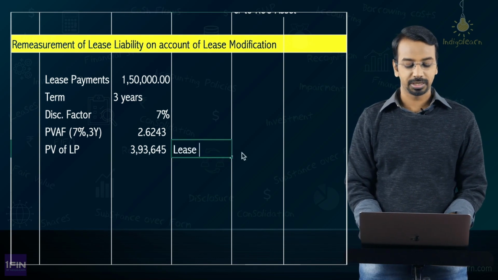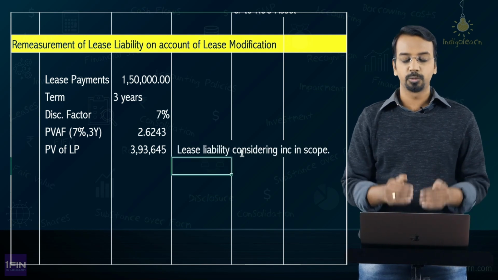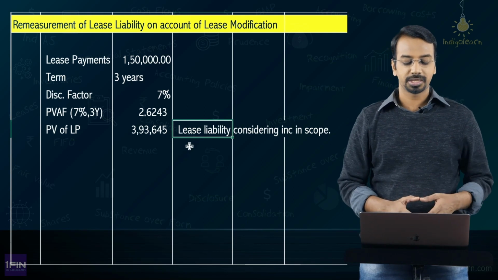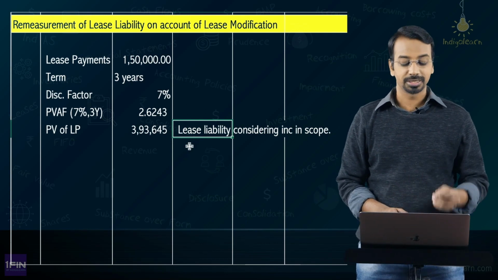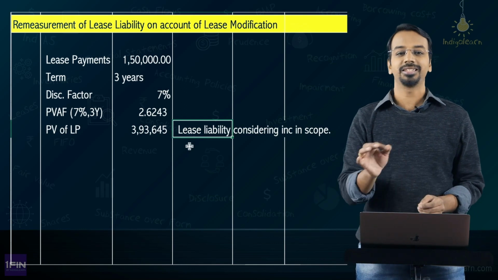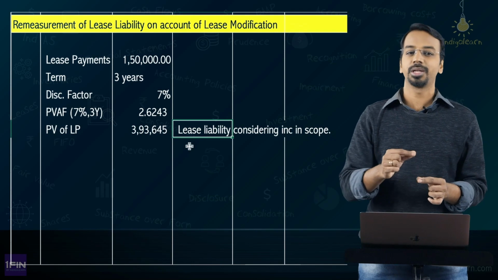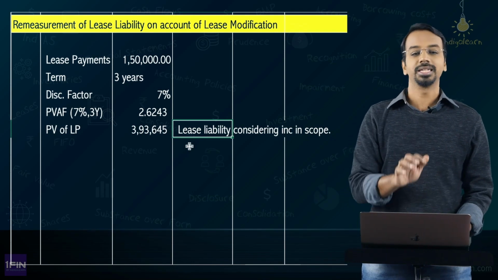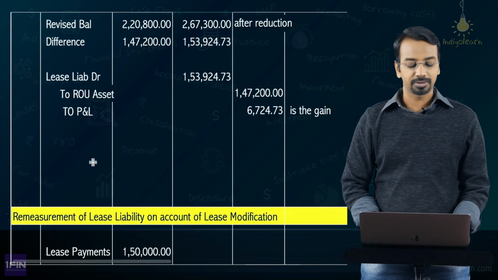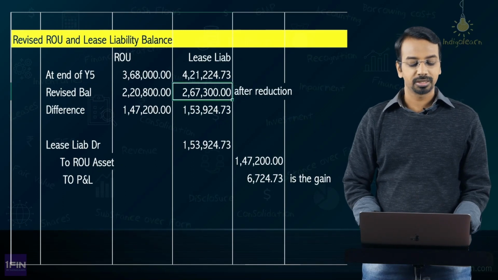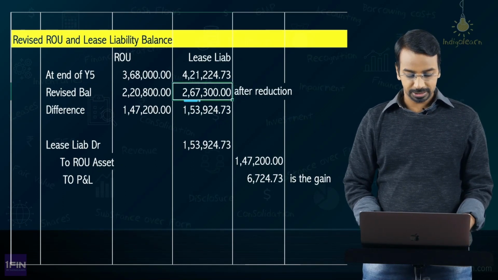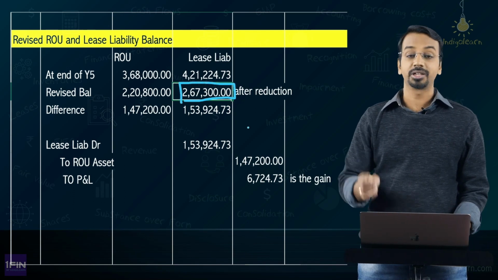So, lease liability considering increase in scope. Now, what do we do with this? What does this 393,645 represent? It represents the lease liability considering the increase in scope, meaning because you have increased the scope to 3,500 square meters for a period of 3 terms, this would be the revised lease liability. Now, what is the lease liability after reduction in scope? The lease liability after reduction in scope is this one, which is 267,300.